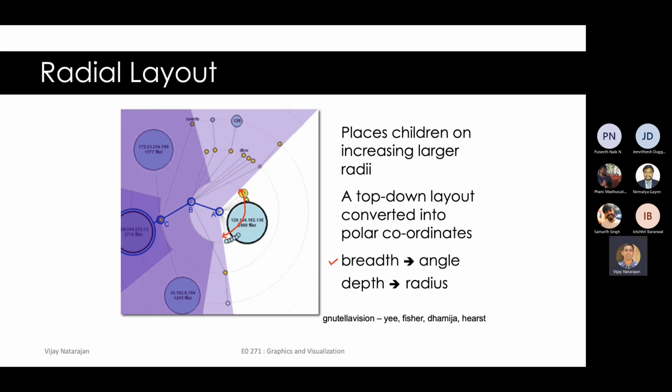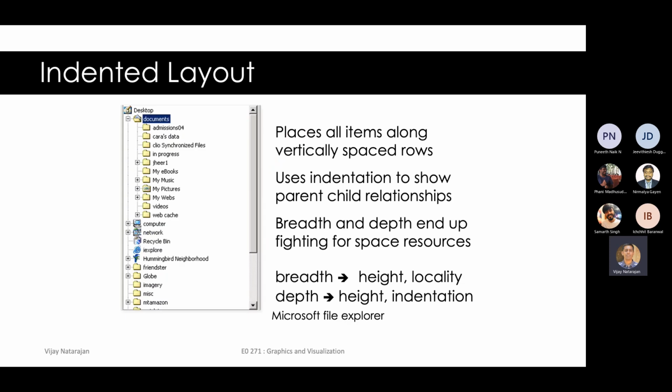The depth is mapped to radius. So children of children are located on the second concentric circle, right? Such as this. Children of children of children are located on the third concentric circle, and so on. Right? So hence depth is mapped to radius. So this is the radial layout.